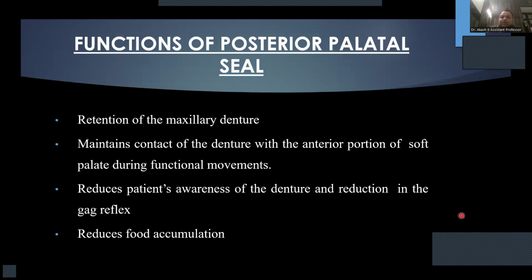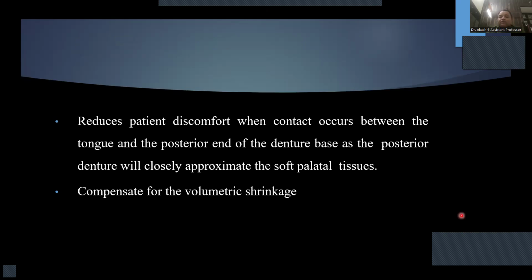Primarily, there are five important functions of the posterior palatal seal area that you may be asked about. One of them, which we already discussed, is retention in maxillary dentures. It prevents the anterior portion of the soft palate from moving during functional movements, reduces patient awareness of the denture, reduces the gag reflex, reduces fluid accumulation, and one which we missed in the text format, that shrinkage is avoided with the thickness of the material.